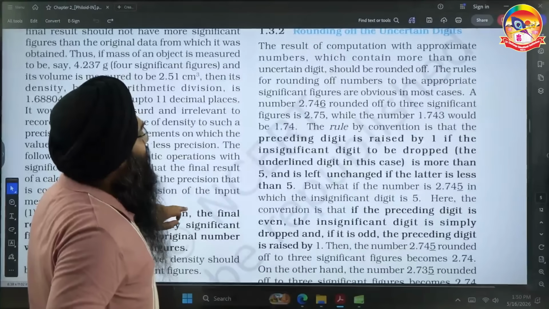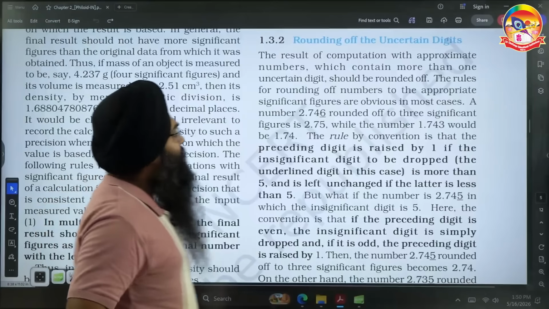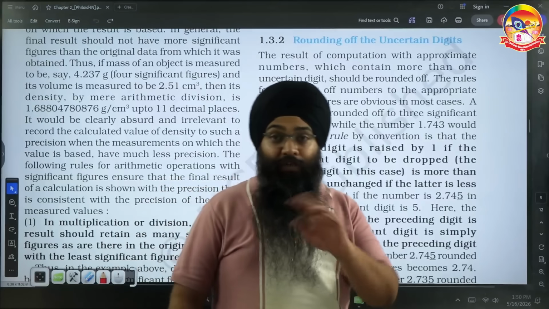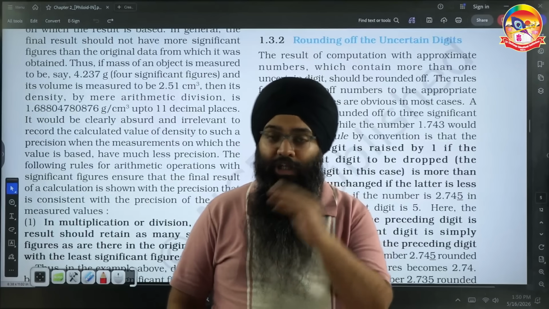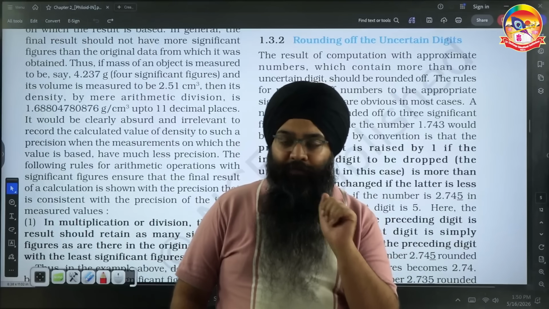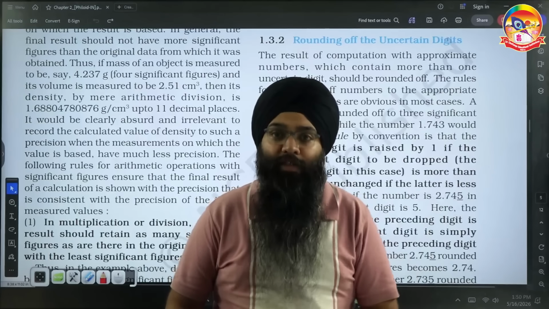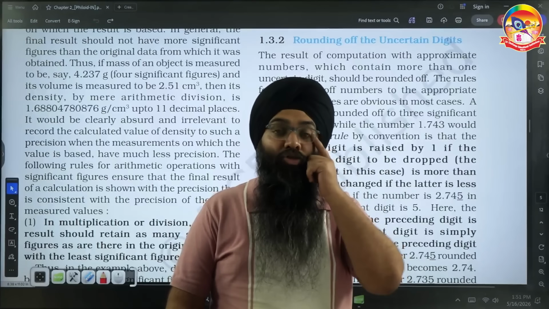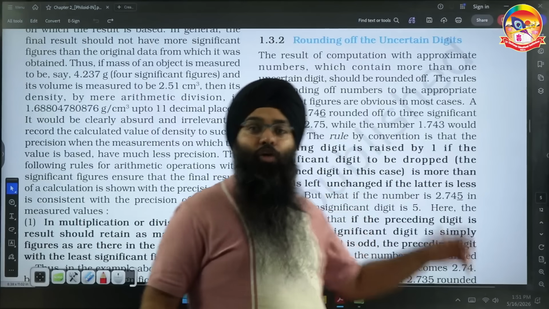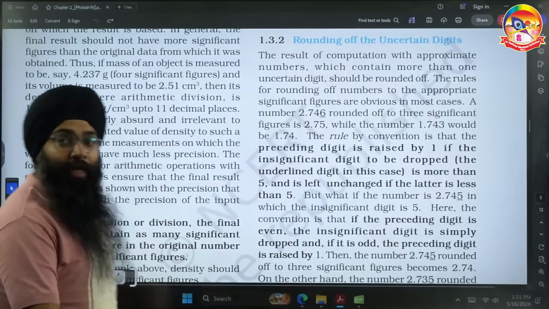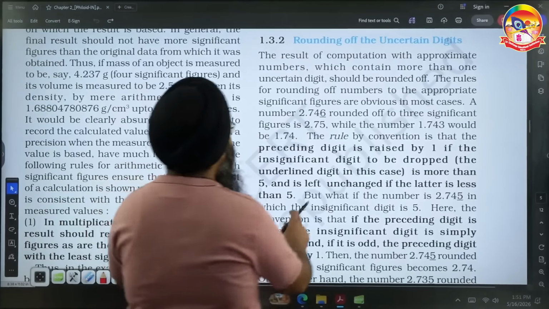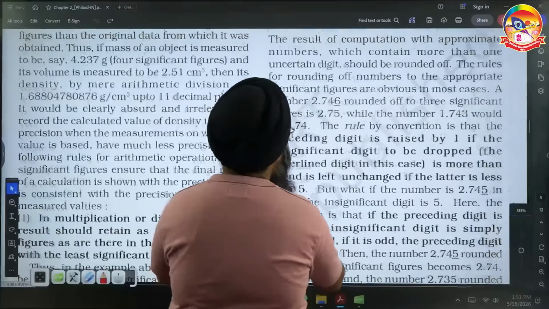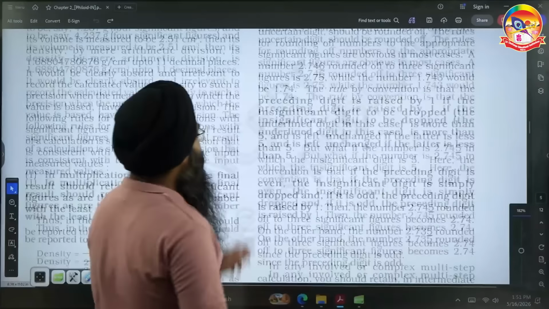Now, one more thing is very important, that is rounding of the uncertain digits. Because obviously I told you that in division and multiplication, the least significant figures should be there. Suppose more significant figures come, then you have to eliminate some digits. So for eliminating the digits also, there are some principles which are used, which are called rounding off principles. Please understand carefully, in rounding off principles, what are the rules of convention?